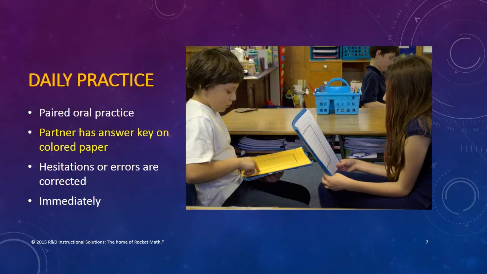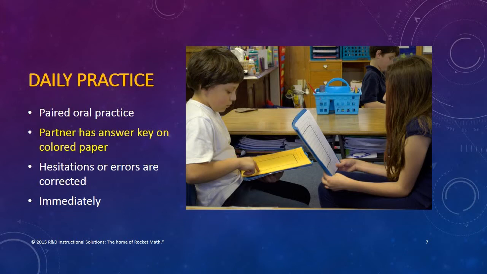Daily practice is what makes Rocket Math work. The daily practice is paired practice, with students working with partners, and it is oral practice, with students saying the problems and the answers aloud as they go around the outside of the Rocket Math sheet. It is essential that the partner or tutor has the answer key packet on colored paper, and the packet is turned to the matching page.